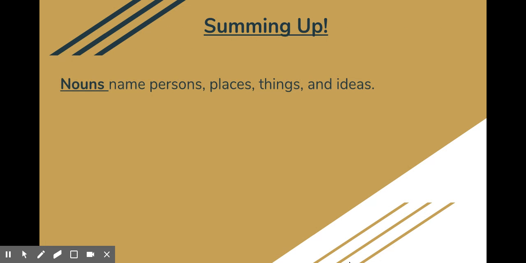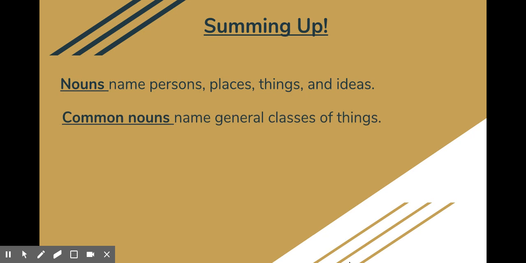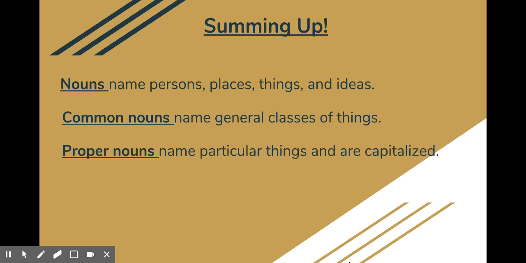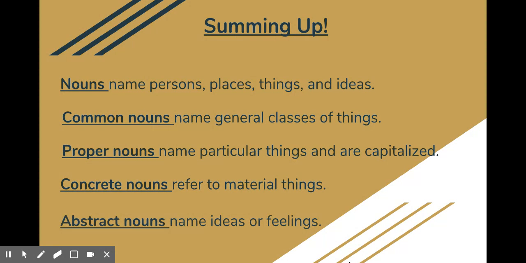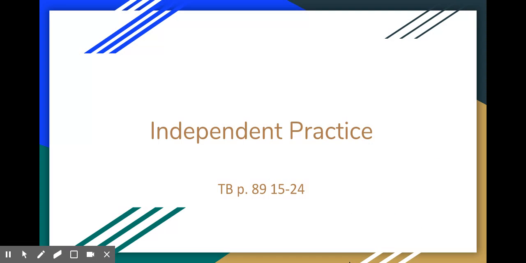So summing up, nouns name persons, places, things, or ideas. Common nouns name the general classes of things. Then we have proper nouns, which name particular things, and the catch there is that they're capitalized, so they're pretty easy to pick out. Concrete nouns refer to material things, whereas abstract nouns name ideas or feelings.